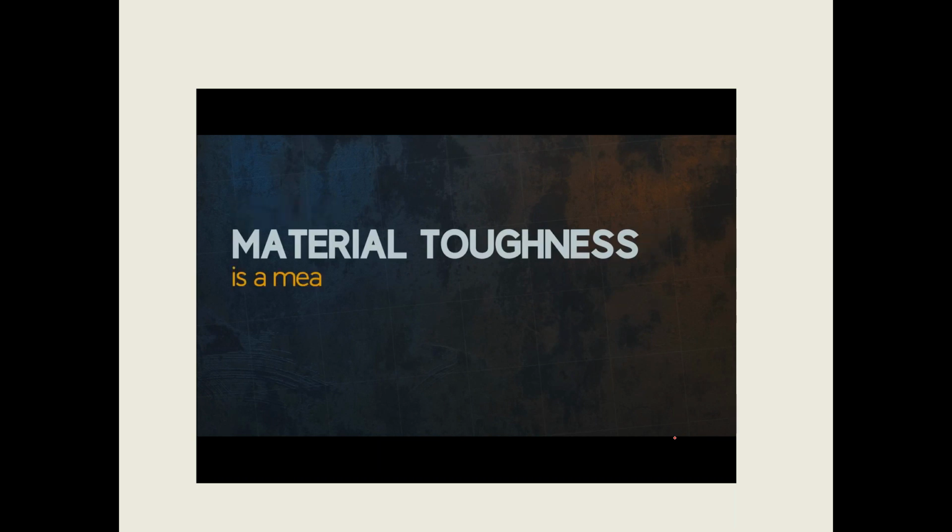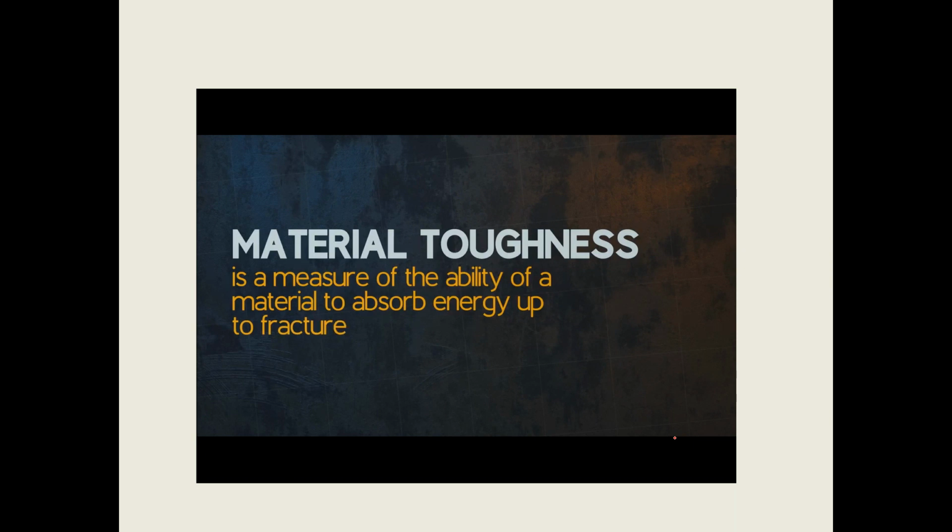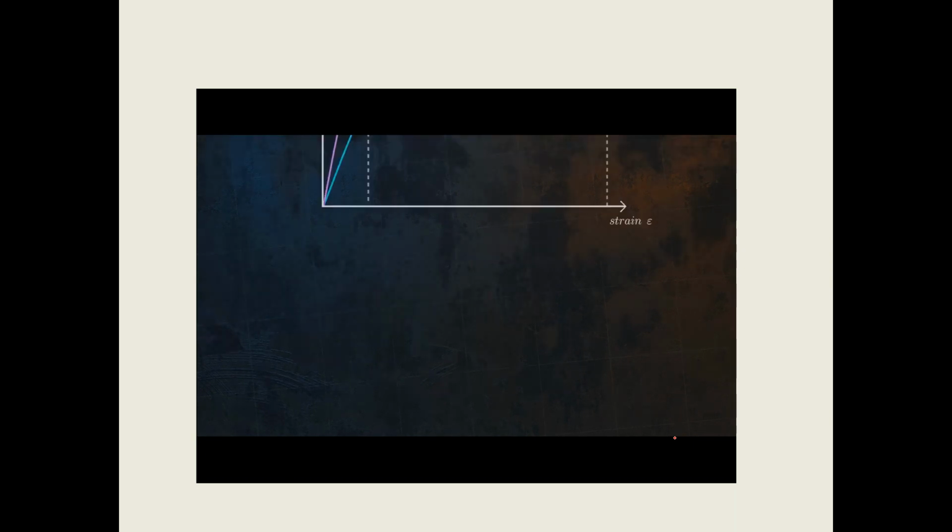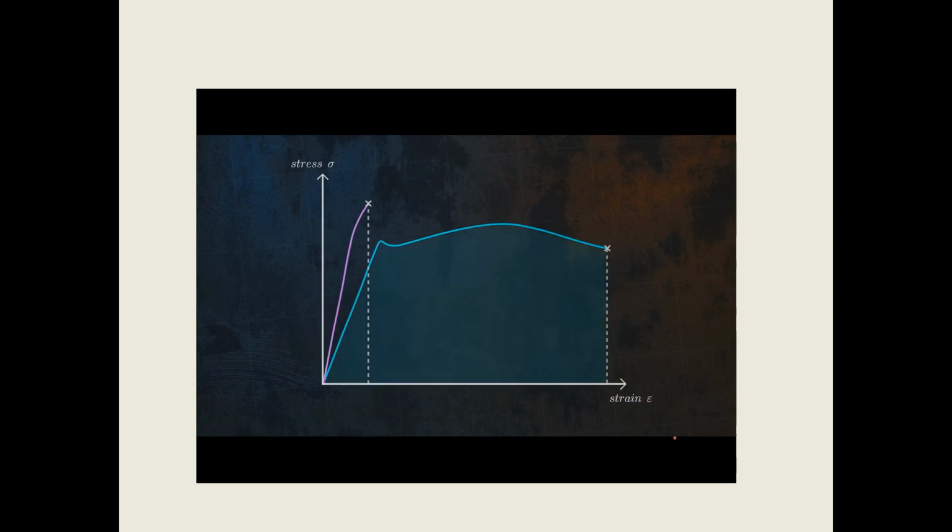Toughness is the ability of a material to absorb energy up to fracture. It can be calculated as the area under the stress strain curve. If the area under the stress strain curve is large, the material will have high toughness, and so will be able to absorb a large amount of energy before fracturing. For a material to have high toughness, it should have a good balance of both ductility and strength. Low strength materials and brittle materials tend to have low toughness.